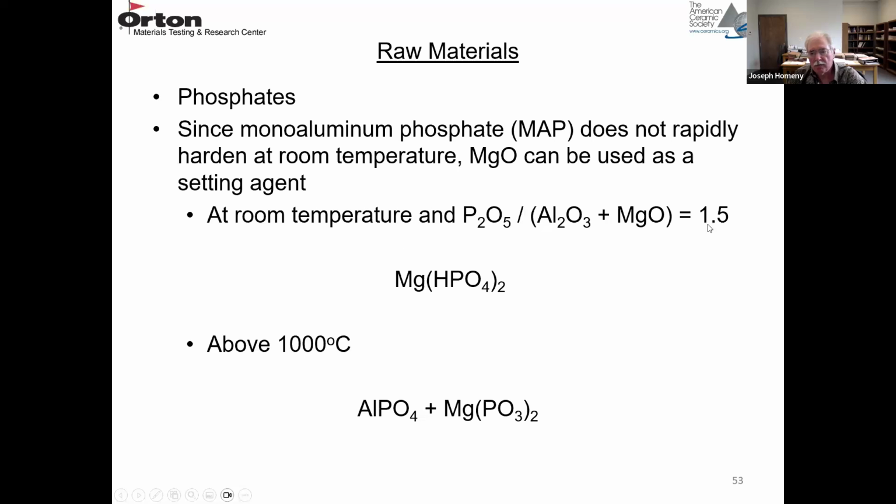At room temperature, and if the ratio is higher, 1.5, so the ratio of P2O5 to this sum, Al2O3 plus MgO, you're going to end up with this material, MgHPO4 taken twice, and as you heat it up to a higher temperature, above 1,000, you're going to form AlPO4, which is desirable, plus this one, Mg(PO3)2 taken twice, which is another low melting magnesium phosphate.